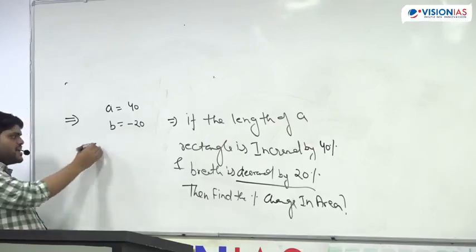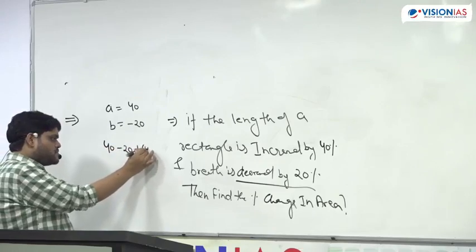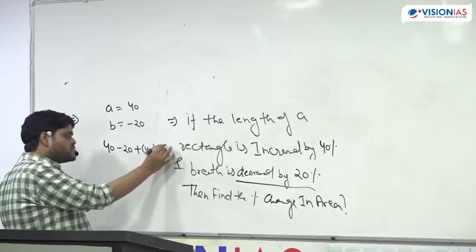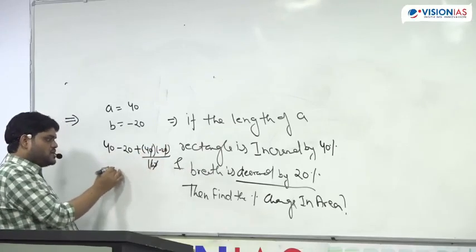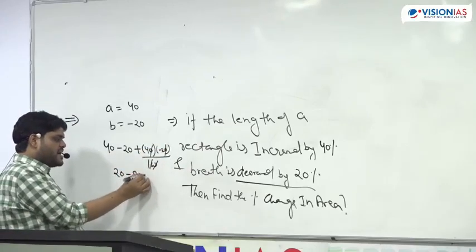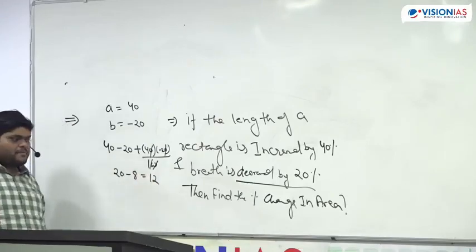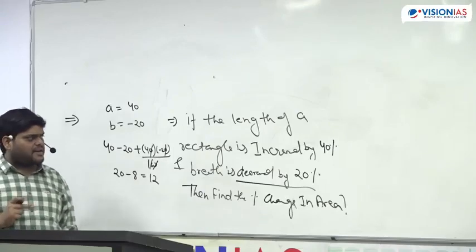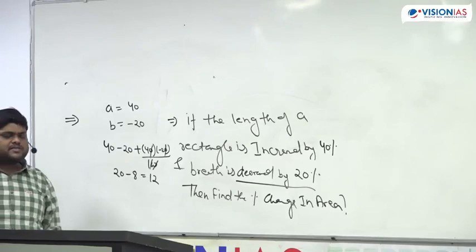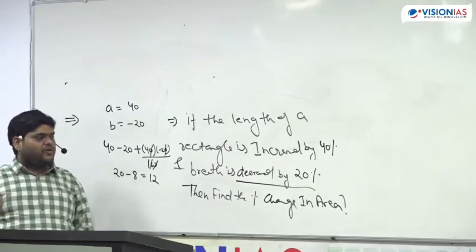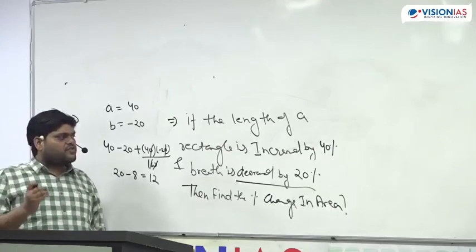Great. So we can apply 40 minus 20 plus 40 times minus 20 upon 100. This becomes 20 minus 8, and this is coming as plus 12. Plus 12 means there is an increment. If it is coming as minus 12, that means there is a decrement. But here the value is plus 12, that means there is an increment of 12%.